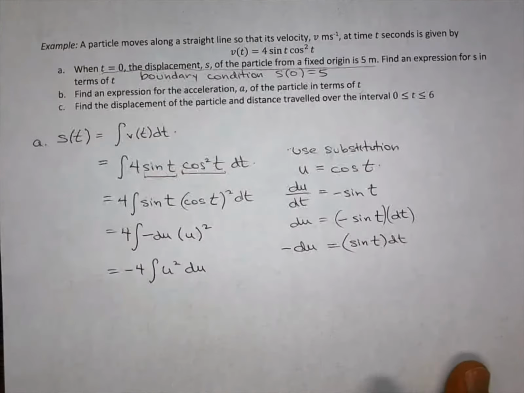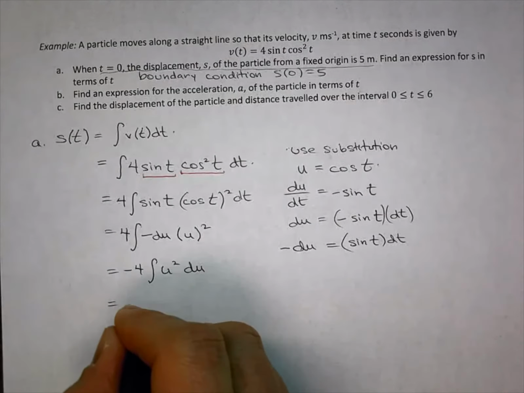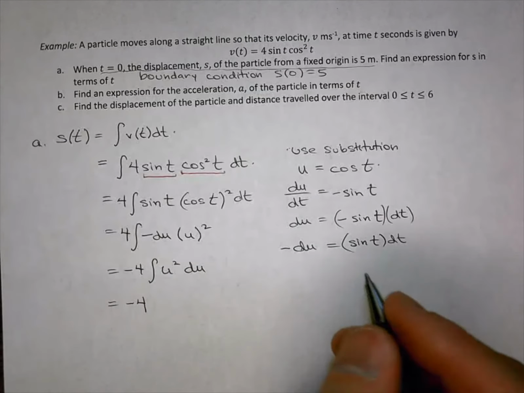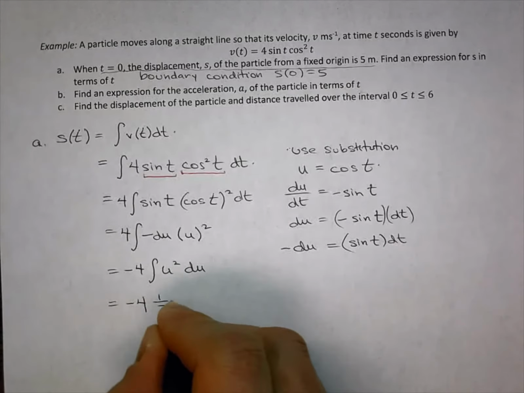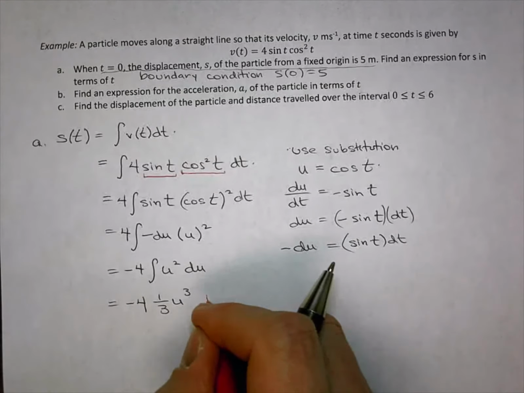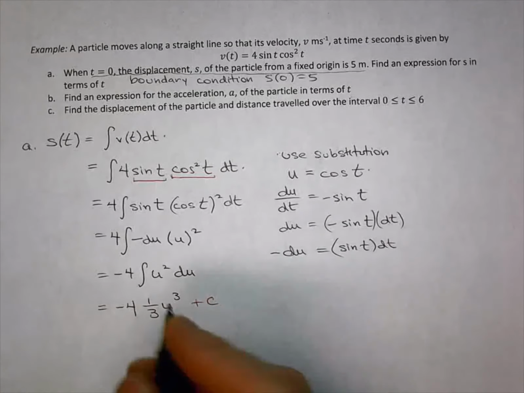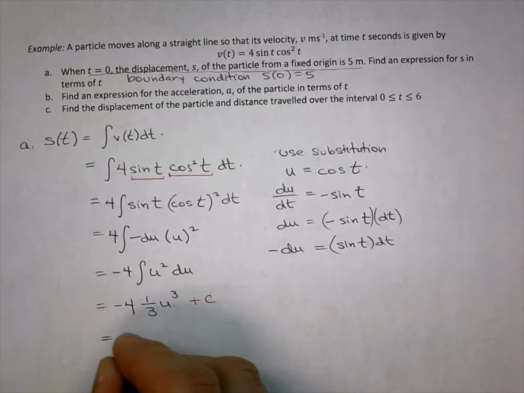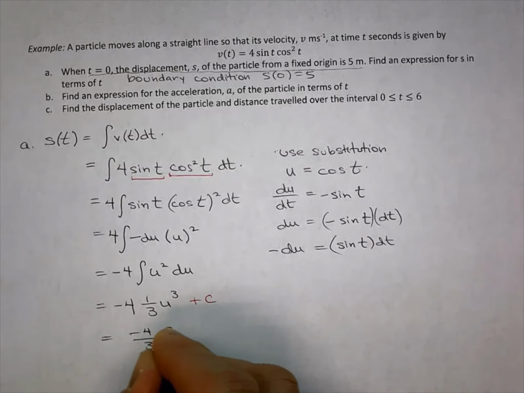is a very easy integral. This is going to be negative 4 times 1/3 u cubed plus c. Don't forget the plus c. So that gives me negative 4 over 3 u cubed plus c.